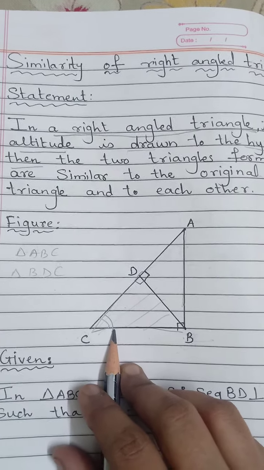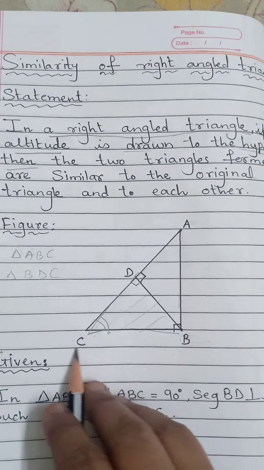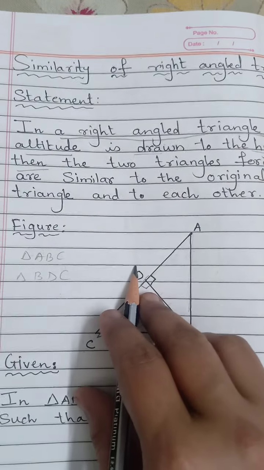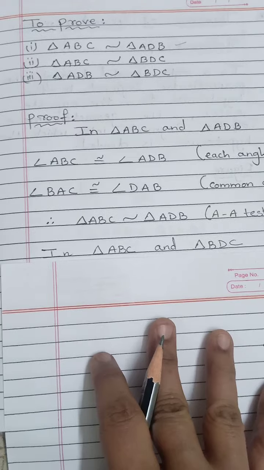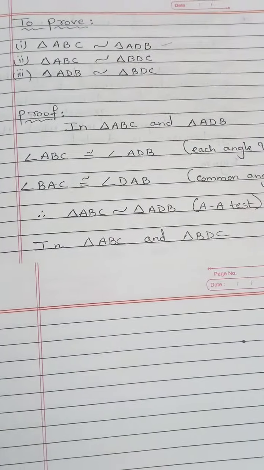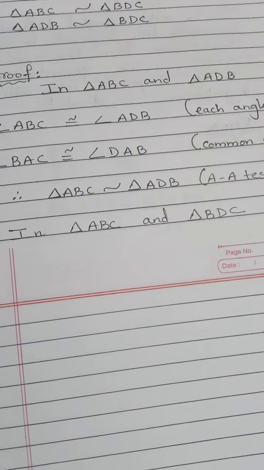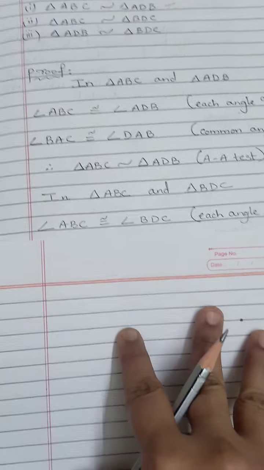Okay. So first of all we will write that angle ABC will be congruent to angle BDC. So first of all we will take name of both the triangle. Then angle ABC is congruent to angle BDC because they are nothing but 90 degree. Each angle is 90 degree. Here the reason is each angle 90 degree.